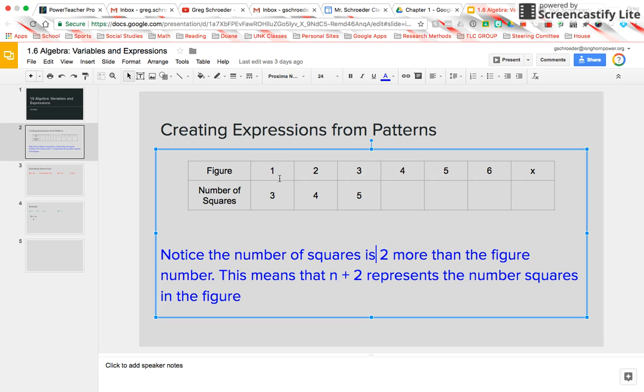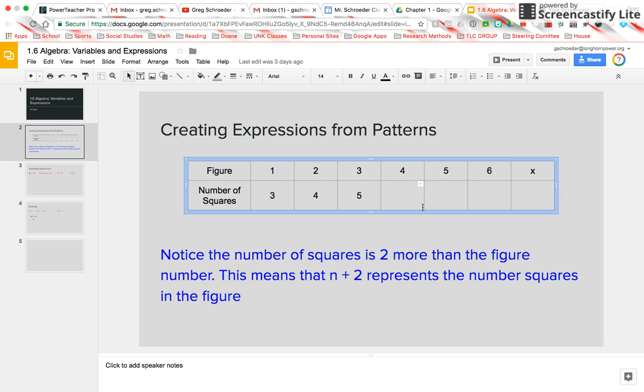N plus 2 is 3 when you put 1 in for n. If 2 is n, 2 plus 2 is 4. If 3 is n, 3 plus 2 is 5. So if I have 4 for n, it's 6. 5 for n would be 7. 6 for n would be 8. And then whatever I'd have for x, I could just say x plus 2 would give me my answer. Right? And then I could put any number in, and then I would get the number of squares that are in that figure number. So pretty creative.